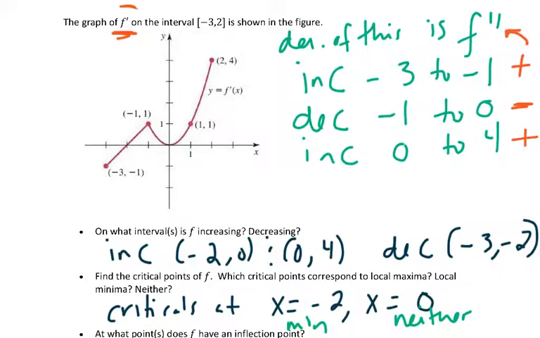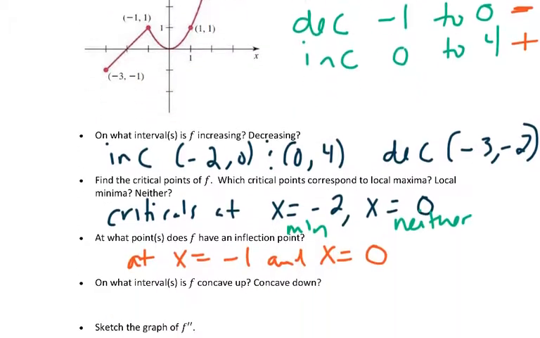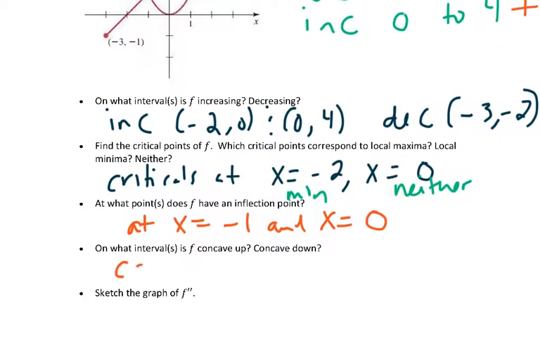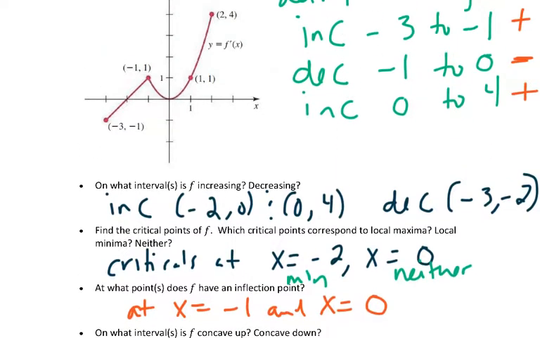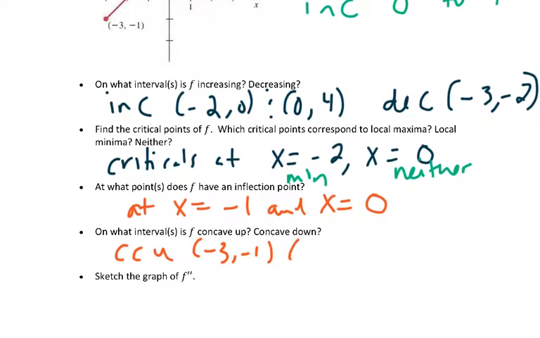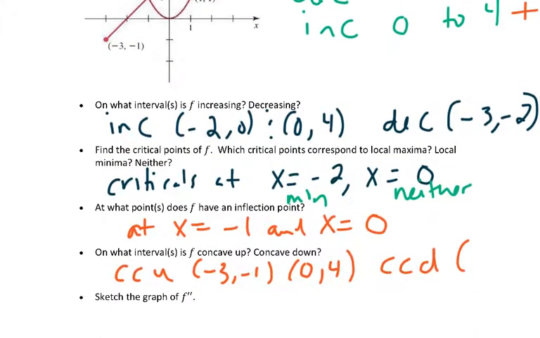Okay, so if the second derivative is positive from -3 to -1, then the function is concave up from -3 to -1. It's also positive from 0 to 4, so concave up from 0 to 4. And then the function is going to be concave down from -1 to 0.